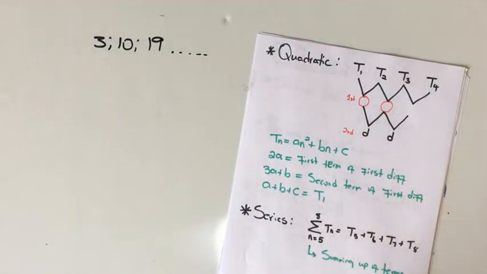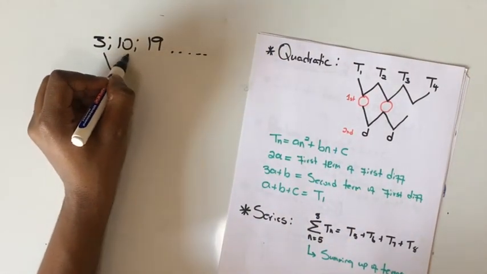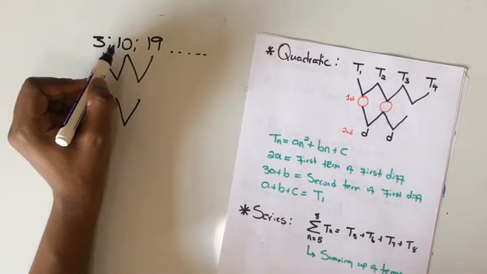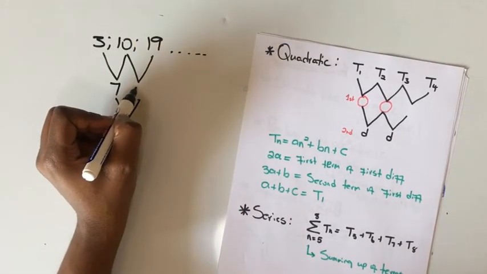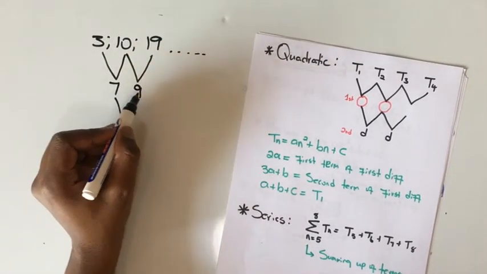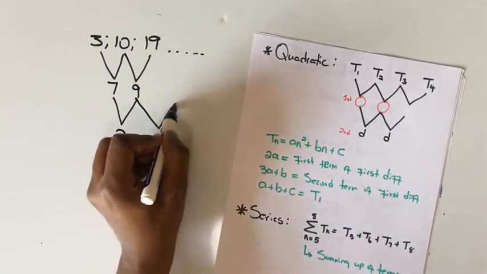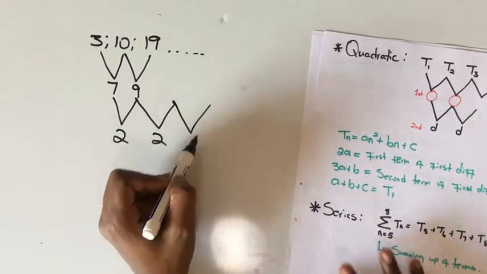So let's just say we're given this sequence. We have 3, 10, and 19, and they tell you this is a quadratic sequence, and they're asking you to determine the next two terms of the pattern. So we know this is a quadratic sequence. This minus that is 7, 19 minus 10 is 9. So this minus that is 2. We know this is the second difference, it has to be constant, so that's going to be 2.